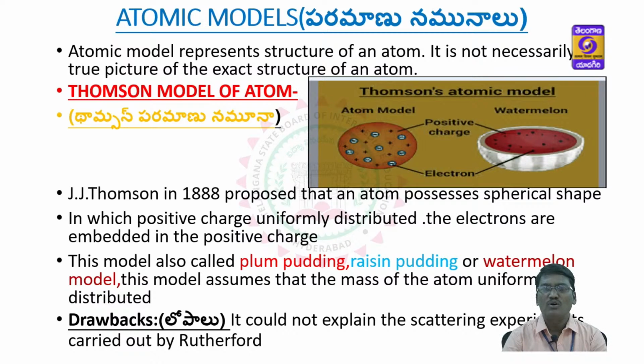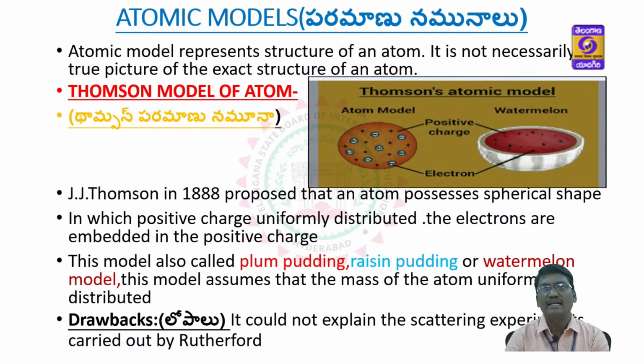This model is also called the plum pudding or raisin or watermelon model. In this model, the mass of the atom is uniformly distributed throughout the atom. So what are the drawbacks of this model? This watermelon model by J.J. Thomson was not accepted by the scientific society. Some drawbacks are there. It could not explain the scattering experiment carried out by Rutherford.